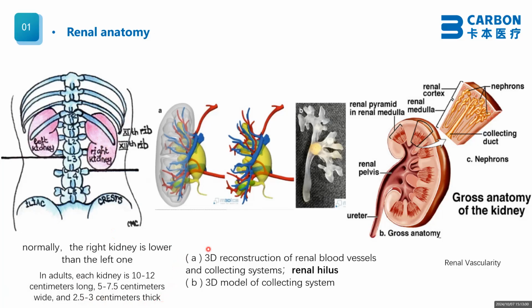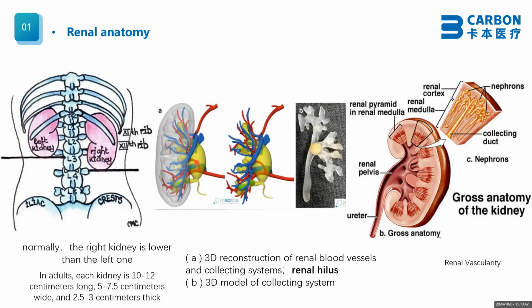Okay. And from this 3D reconstruction, we can see the vessels and collecting system. For this kidney we can see two arteries. Here is the artery, there is another artery. Normally one kidney has one artery, but sometimes this kind of variation we can see.